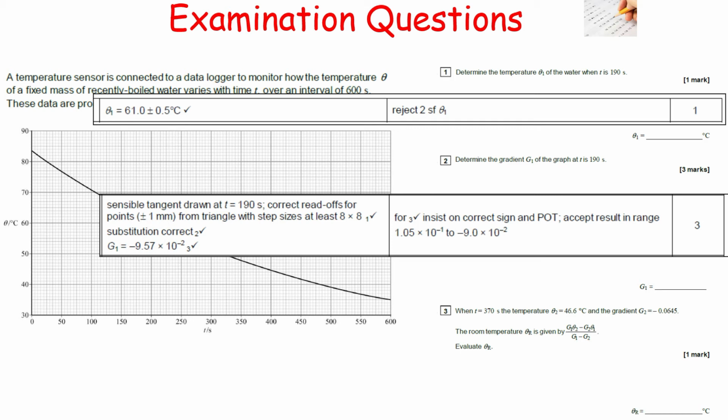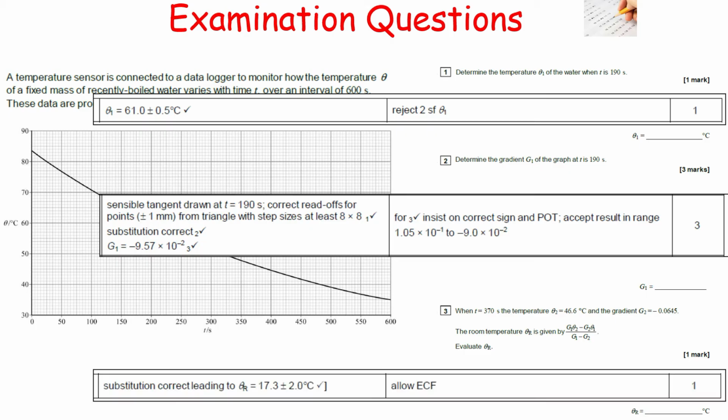Now in the last one you've got to work out theta r. You are given an equation for this. It's important to note you were given G1, so you've worked out G1 from the previous question, you've got theta 1 from the previous question as well, you're told theta 2, you're told G2, so it's a case of popping in all the numbers and working it through to get 17.3 degrees.